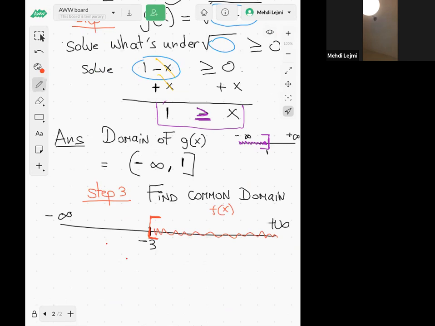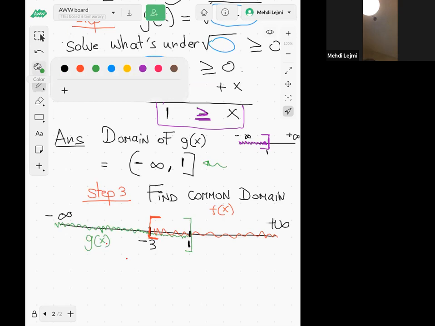Okay. Now, what's the domain of g? We just said domain of g is negative infinity, positive 1, right? I'm gonna use a different color, of course. Let's use green. So negative infinity, positive 1. As you can see here, positive 1 is included. Okay, so that's the domain of g of x. So what will be the intersection?